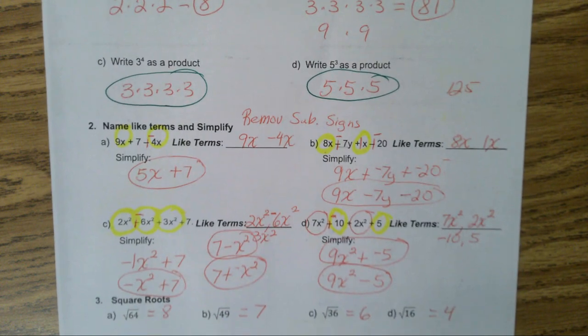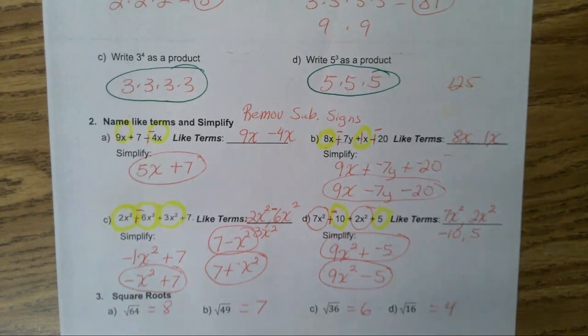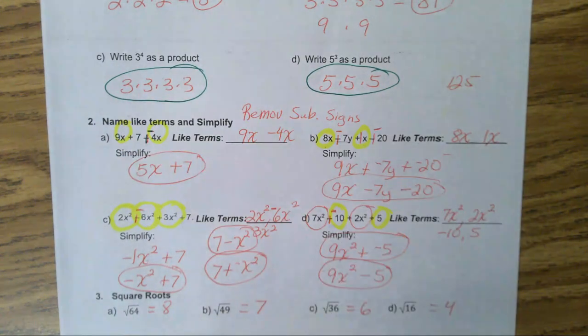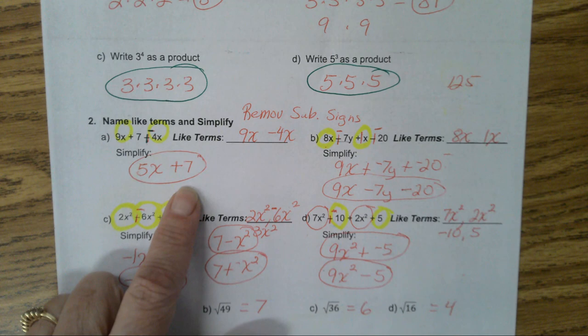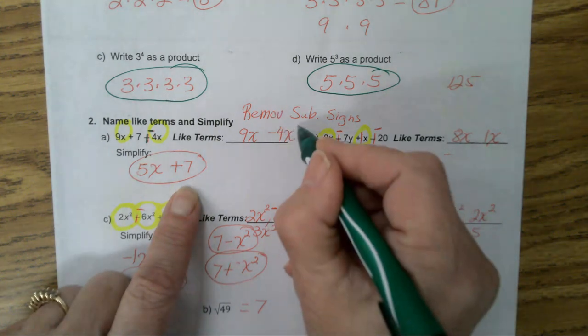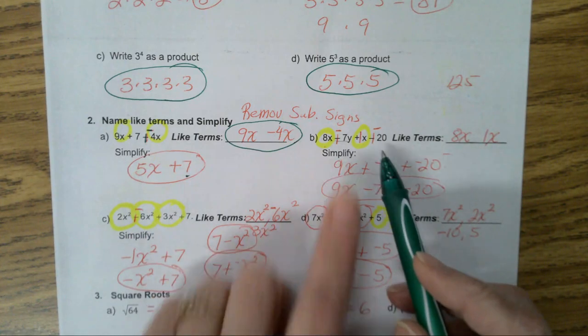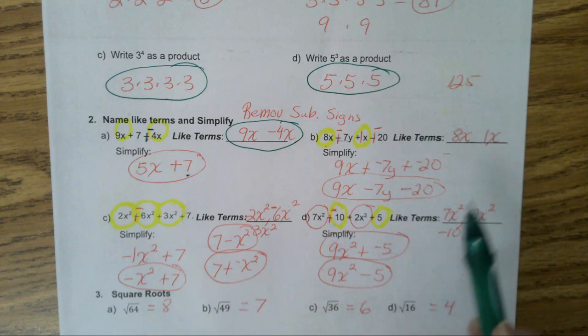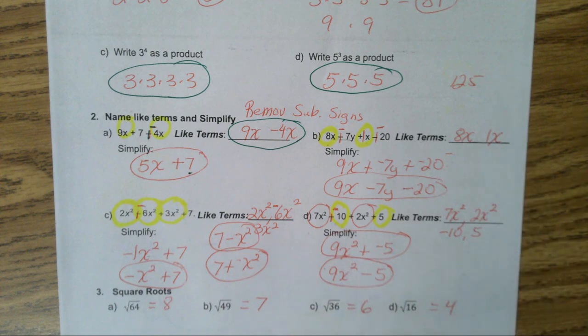Okay, name like terms. First thing you do is get rid of the subtraction signs. Add the opposite. 9x plus negative 4x is 5x plus 7. That's your final answer. Those are your like terms. Your final answer is 5x plus 7. You can't combine anything else. Get rid of your subtraction signs. Add the opposite. 8x plus 1x is 9x. Those are your like terms. Then you have 9x plus negative 7y plus negative 20. It's the same thing as 9x minus 7y minus 20.